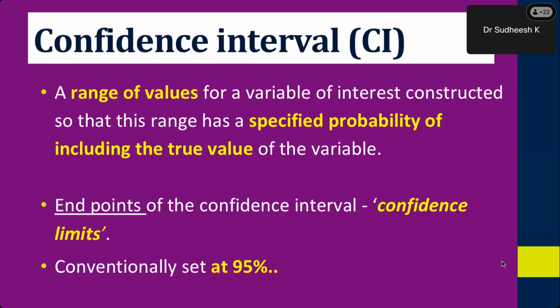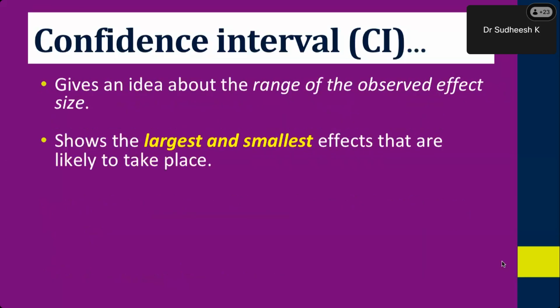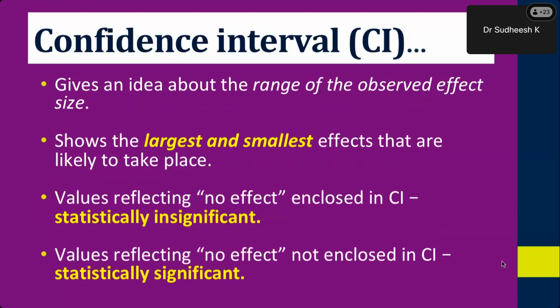That's what it means. Only 5%, only 5 times out of 100, the value can lie either less than 200 or more than 800. That's what is meant by 95% confidence interval. It gives an idea about the range of the observed effect size and shows the largest and smallest effects that are likely to take place.